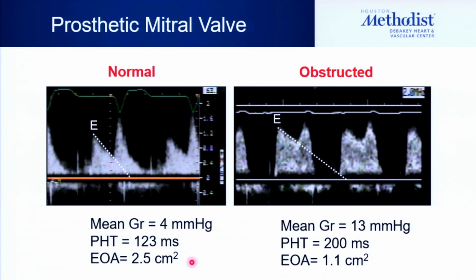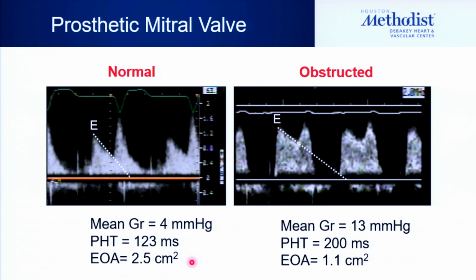Pressure half time, we measure, but in a normal prosthesis, pressure half time is misleading. It may lead to larger areas than even the valve itself because it is validated, usually in obstructed valves as opposed to normal prosthetic valves.